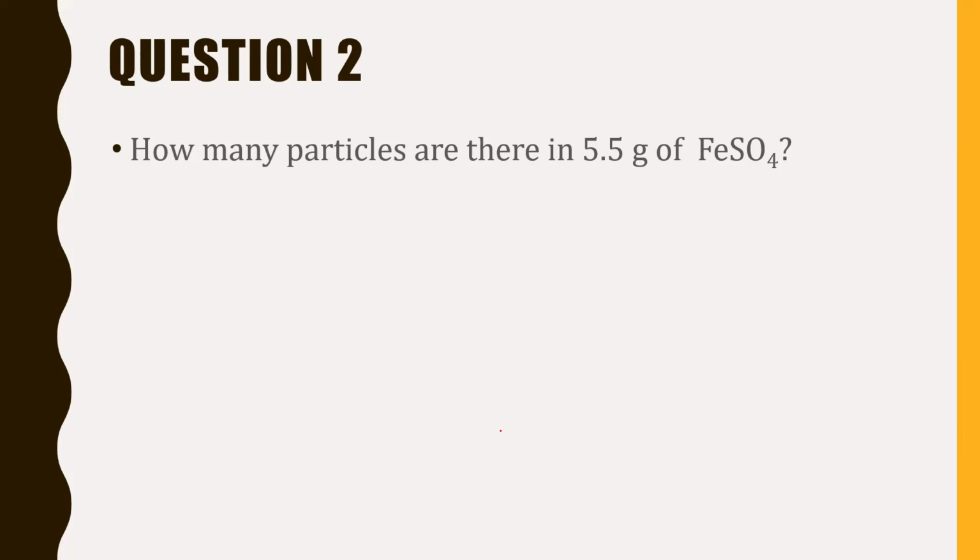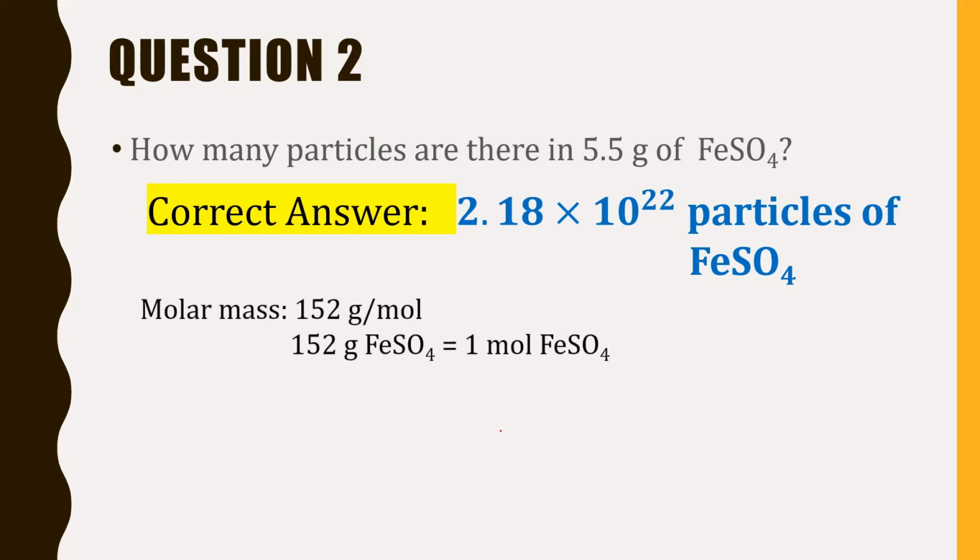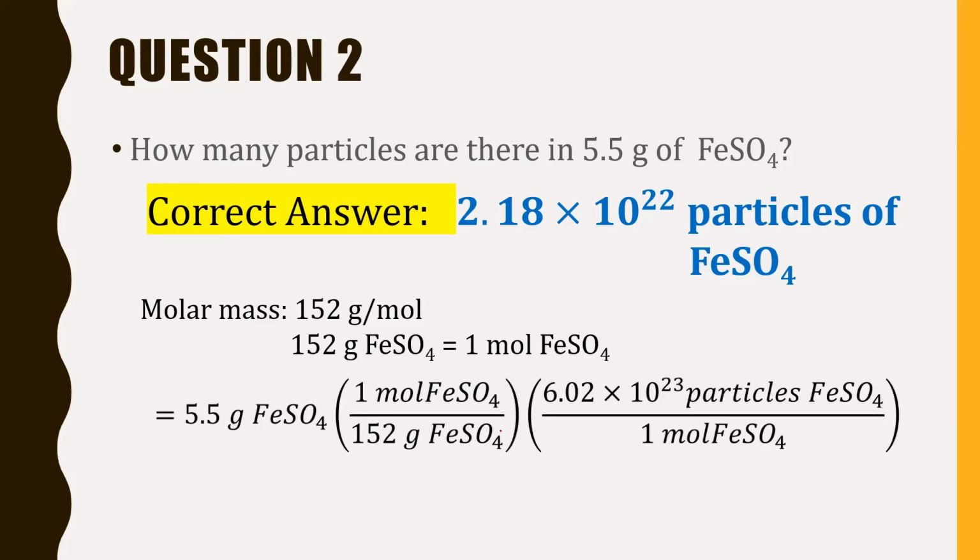And the correct answer is 2.18 times 10 raised to 22 particles of ferrous sulfate. Now, how did we arrive with the answer? Again, if you compute for the molar mass of the sample, we have 152 grams per mole of ferrous sulfate. So that means for 152 grams of ferrous sulfate, there is 1 mole. Okay. Now, given is 5.5 grams. Ang hinahanap natin ay particles. So, una is this one, the molar mass.